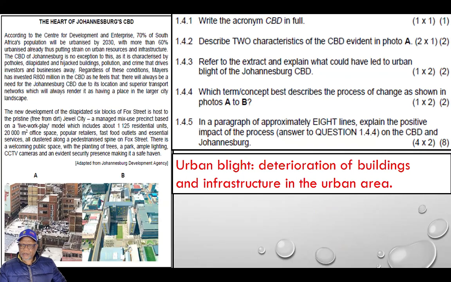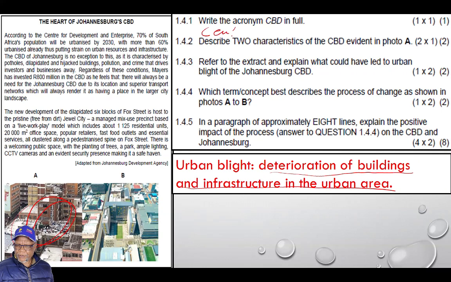Now, let's look at the CBD again. We continue with our land use zone and continue with the CBD. So this is the second question that we're looking at here. In red here, it says urban blight. So you must be careful what we're looking at here. We're looking at an urban area that is not well taken care of. So this is what we term urban blight. What is urban blight? It is the deterioration of urban buildings and infrastructure in the urban area when the buildings are not well taken care of. So the simple question, which all grade 12 learners should get right.